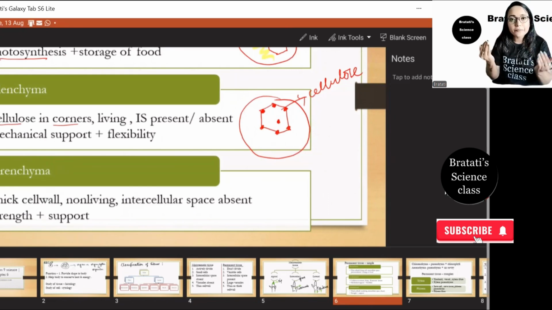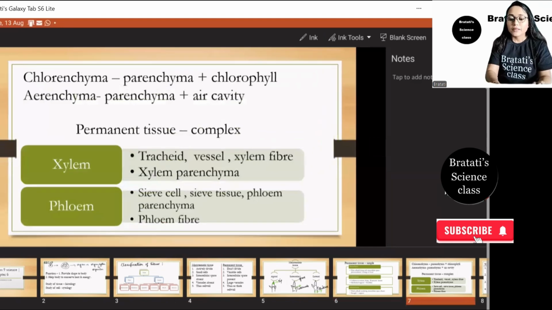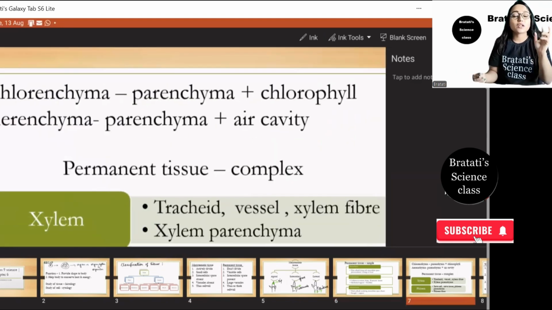Generally, sclerenchyma is present in the bark, which is creating a shield, so that the exchange of gaseous substances between the outside and inside is less. The water loss, the transpiration rate, is also less due to this sclerenchyma. So what is important? It is dead cell, it has a thick cell wall, intercellular space is absent, and it gives strength and support to the plants.